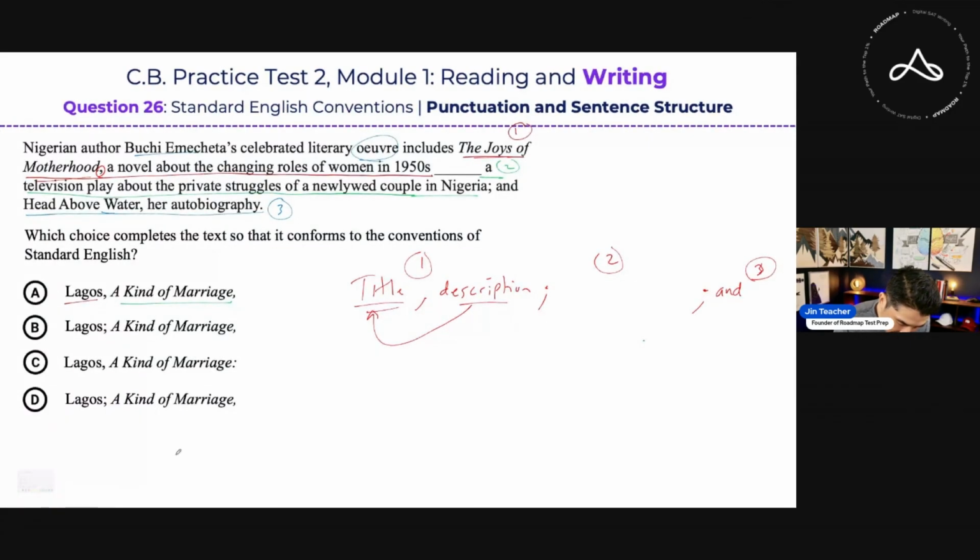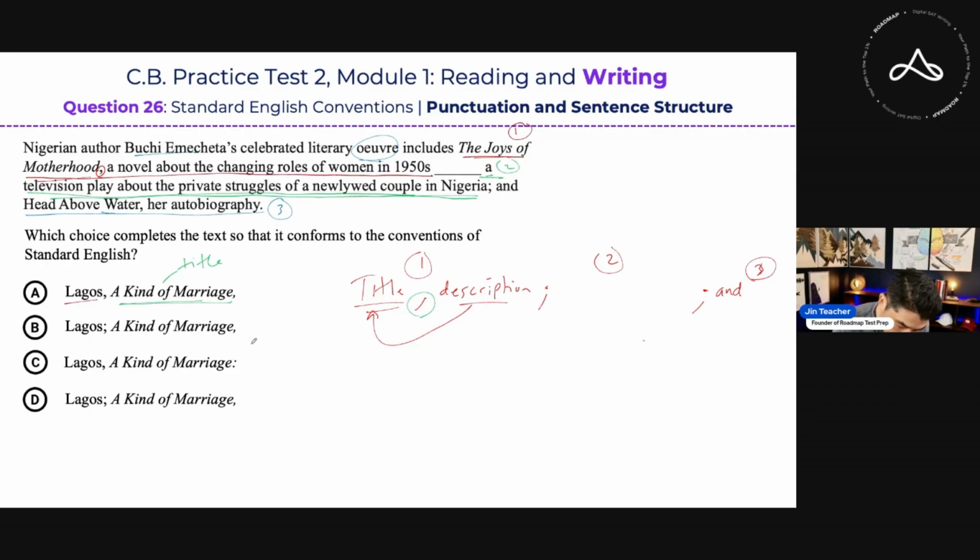So the second item is going to be A Kind of Marriage. Right? That's going to be the title of the work. So how do we separate the title from the description? We use a comma, right? So then it says a television play about private struggles of a newlywed couple in Nigeria. That's going to be the description of A Kind of Marriage, right? So what is A Kind of Marriage about? Oh, it's just a television play about the struggles of a newlywed couple in Nigeria, right? So we want to separate the description and the title with a comma, right?